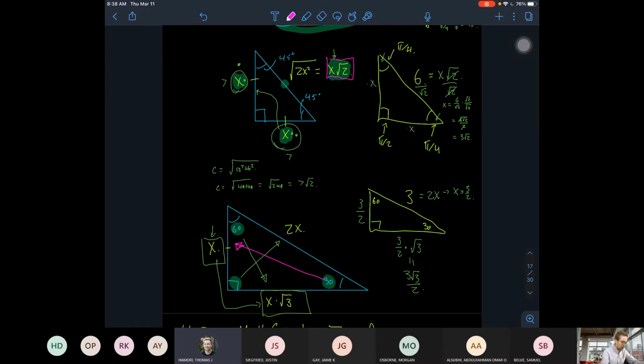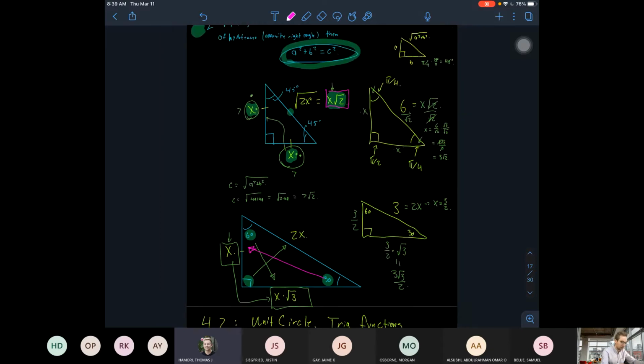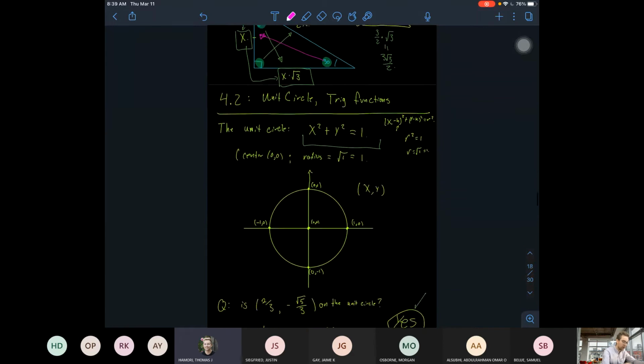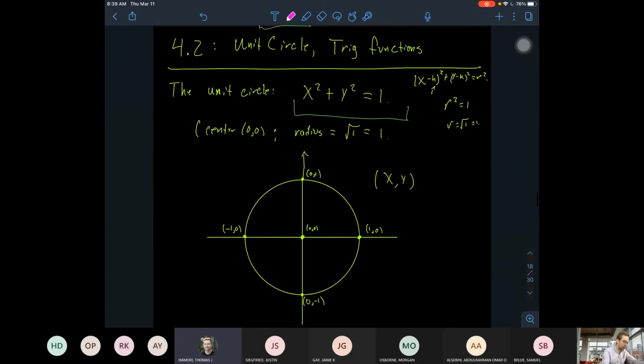Okay, so smallest angle goes to the smallest side length, the medium angle goes to the medium side length, and the large 90-degree angle goes to the longest side. Okay, so then we define the unit circle.